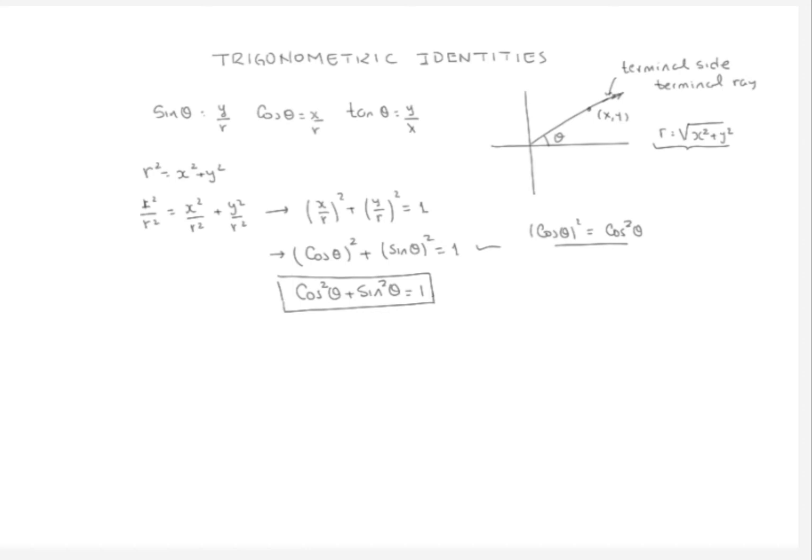We also have things like tangent of theta. We know that is y over x, but since sine of theta is y over r and cosine of theta is x over r, then we have that y is equal to r sine of theta and x is r cosine of theta. That means that tangent of theta is y, that is r sine of theta, divided by x, but x is r cosine of theta. The r cancels and we get sine of theta over cosine of theta.